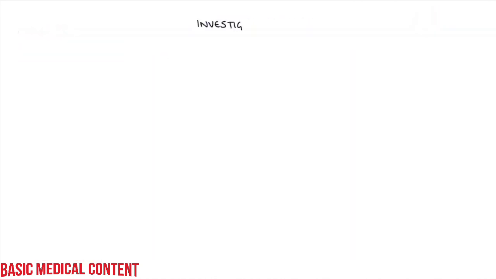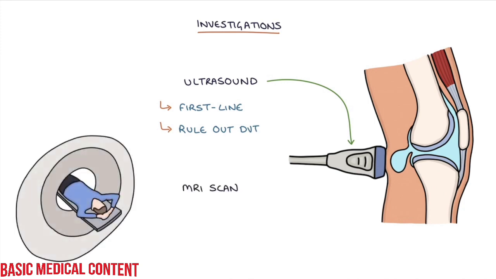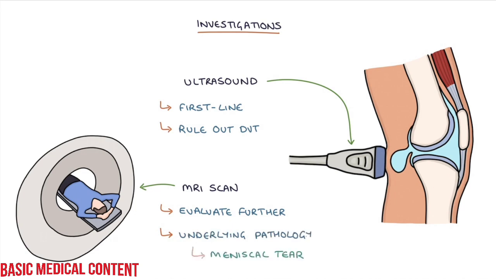Next, let's talk about the investigations. Ultrasound is the usual first-line investigation to confirm the diagnosis. Ultrasound can also be used to rule out a deep vein thrombosis. An MRI scan can be used to evaluate the cyst further if required, for example, before surgery. They can also demonstrate underlying knee pathology, such as a meniscal tear.